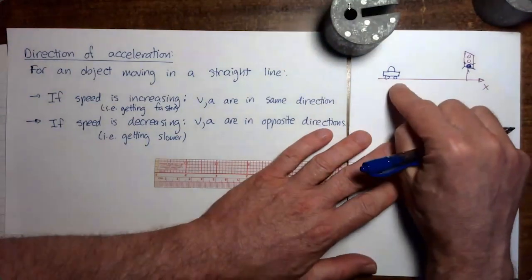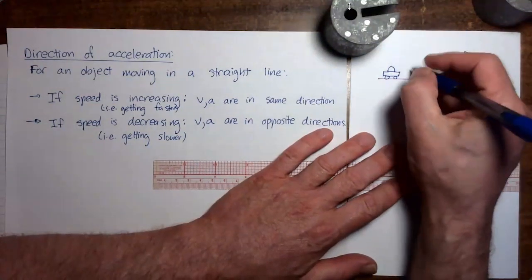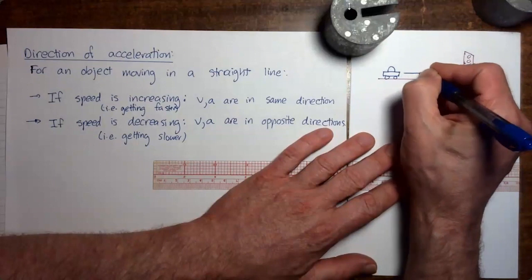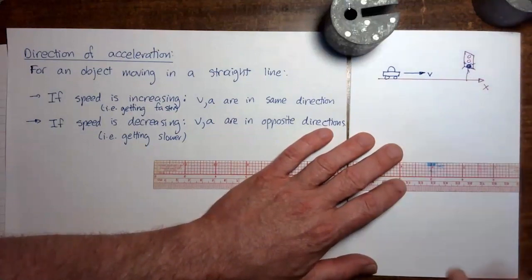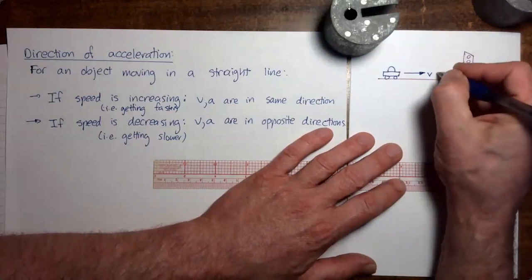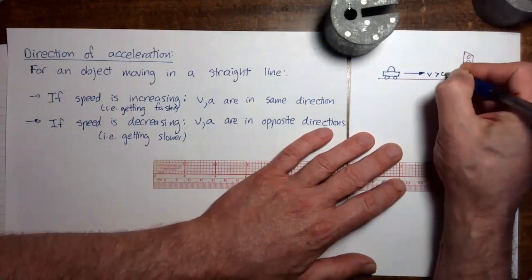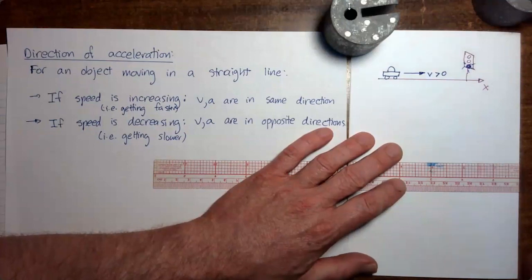Okay, so the car stopped, and then when the light turns, the car is going to start moving to the right. So the velocity is to the right. And since right is the positive direction, the car's velocity will be positive once it starts to move.